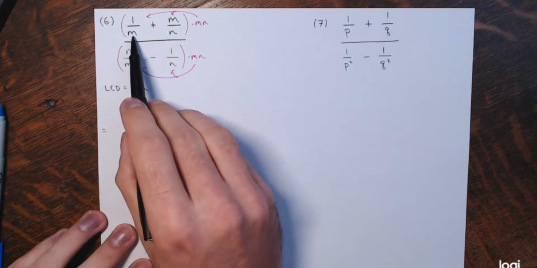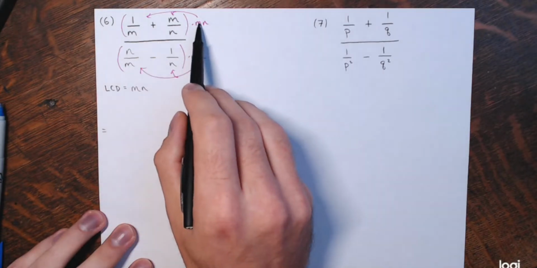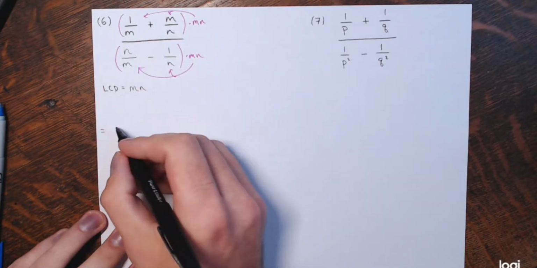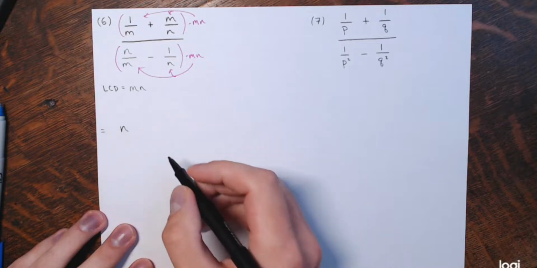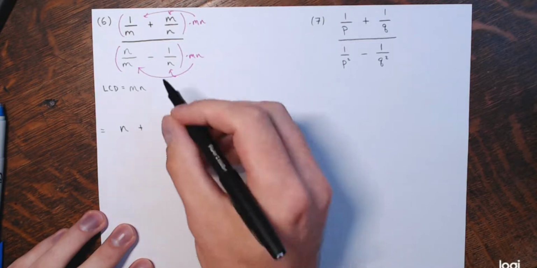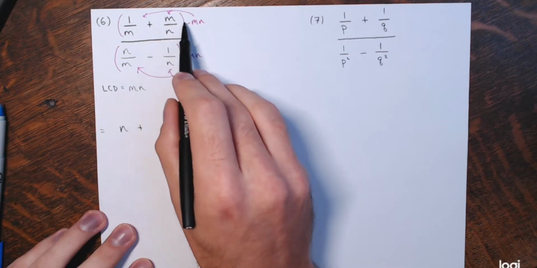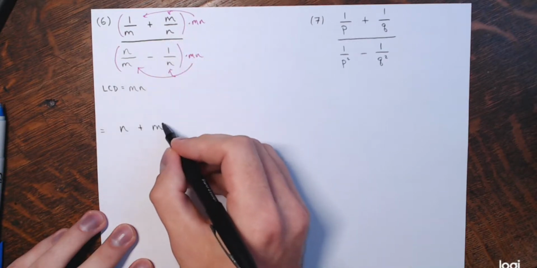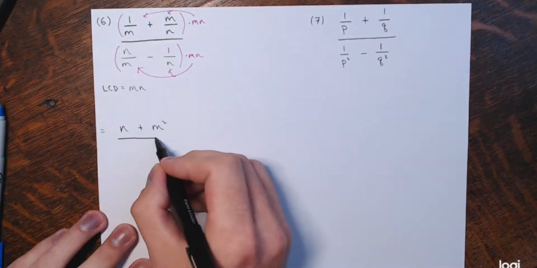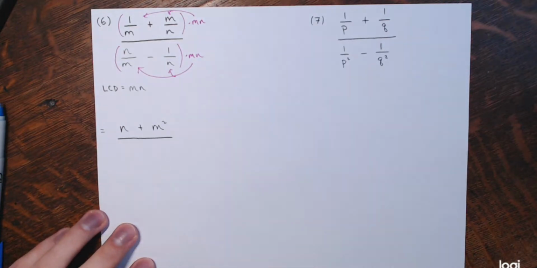Now 1 over m times mn, the m would cancel, leaving me with 1 times n, which would be n, plus m over n times mn. The n's would cancel, and I'd have m times m left, or just m squared. So the numerator is n plus m squared.